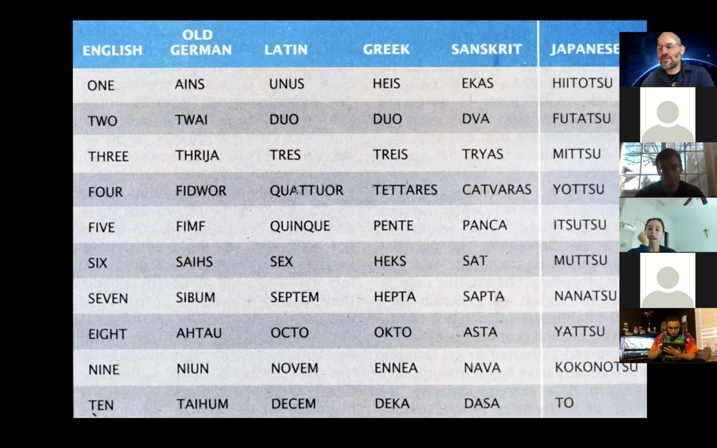Which one might you suggest would be similar? So, number 10. To, okay. But it's only similar in just that T sound with our English 10 and the German zehn, whereas the other Indo-European languages have decem, deka, and dasa. So why do you think the Japanese to might be similar to the English 10, given all the other evidence, or lack thereof? Just coincidental. It's just a coincidence, exactly.